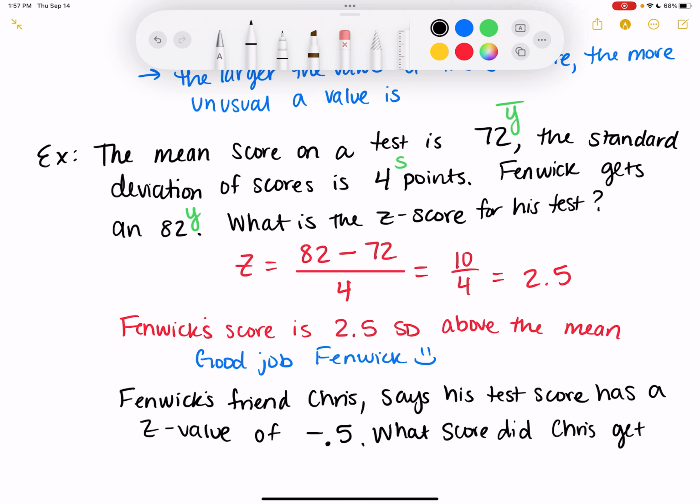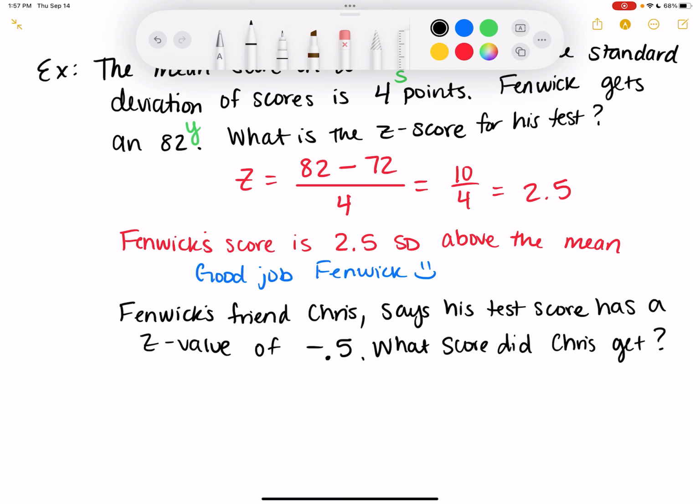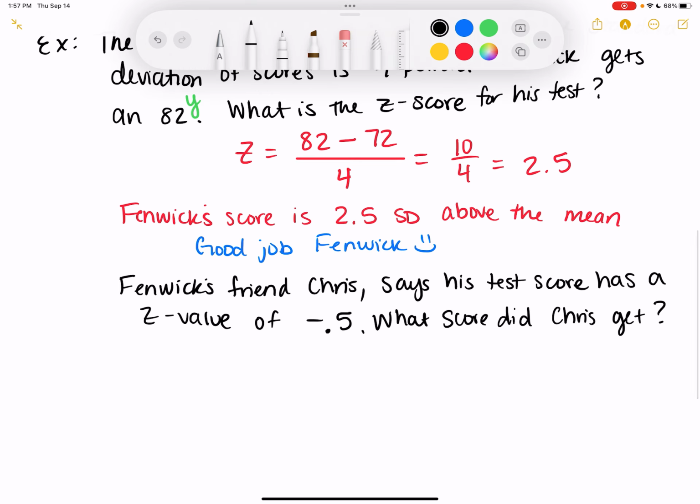Now, if y'all start telling each other what you got on a test based on a z-score, you'll think we've lost it. Peyton's gonna be like, I got a 2 above standard deviation. I got 2.5. I got a z-score of 2. I'm gonna be like, you might as well just say you're great.